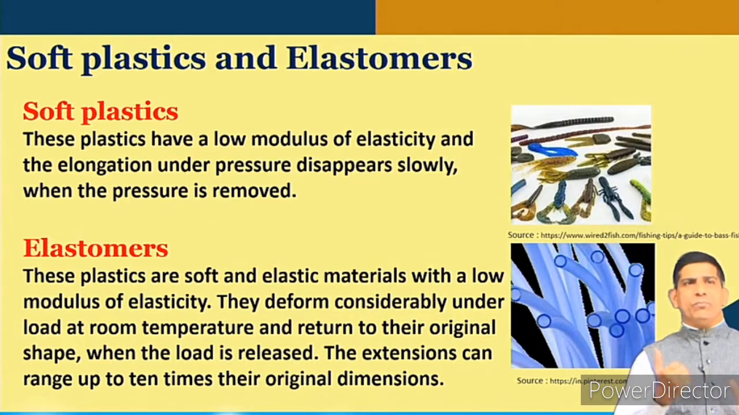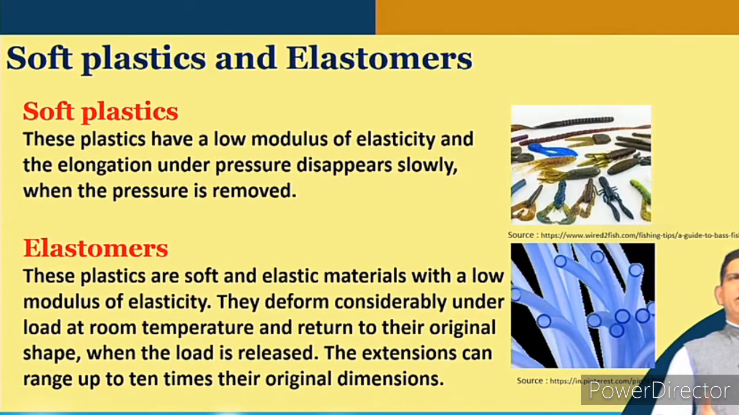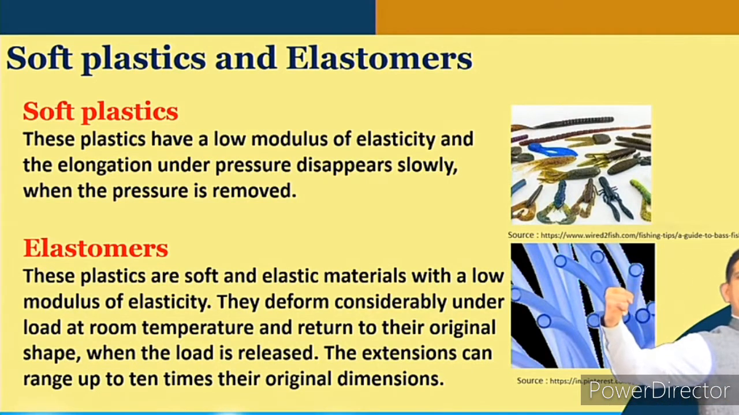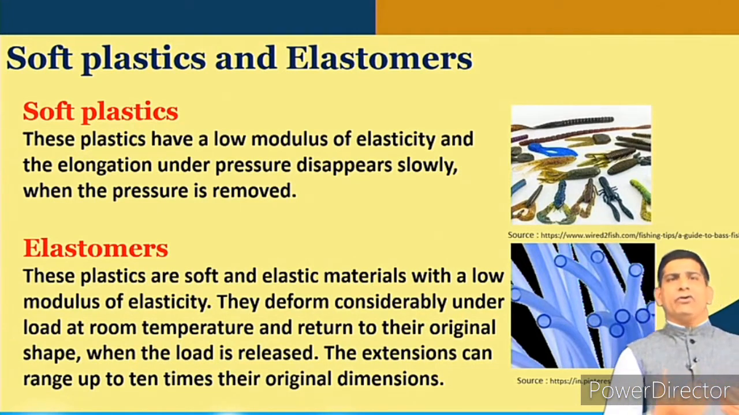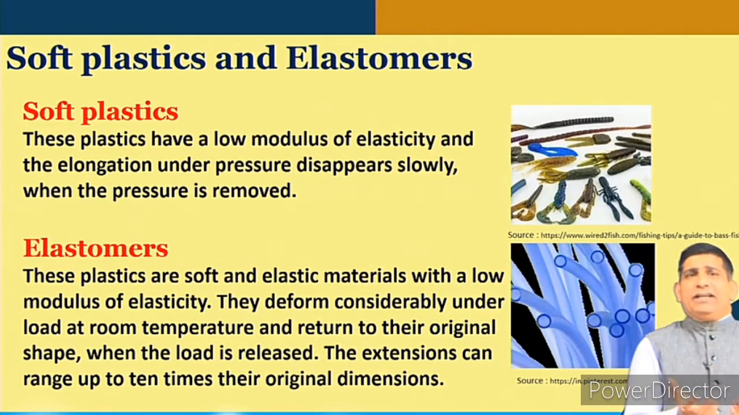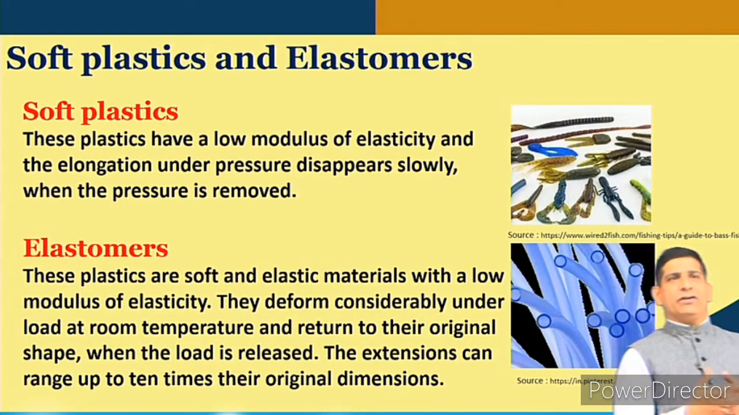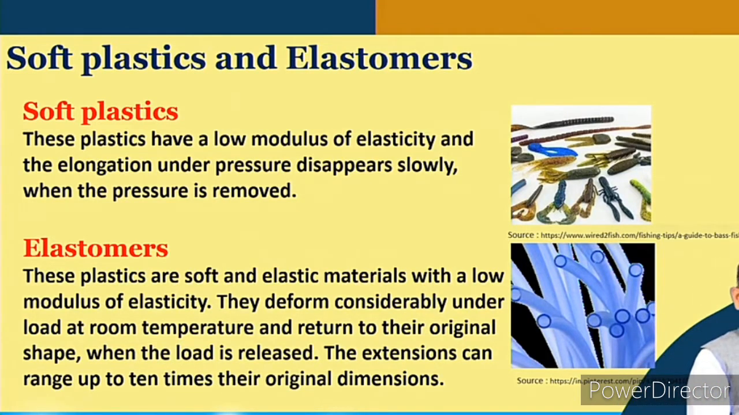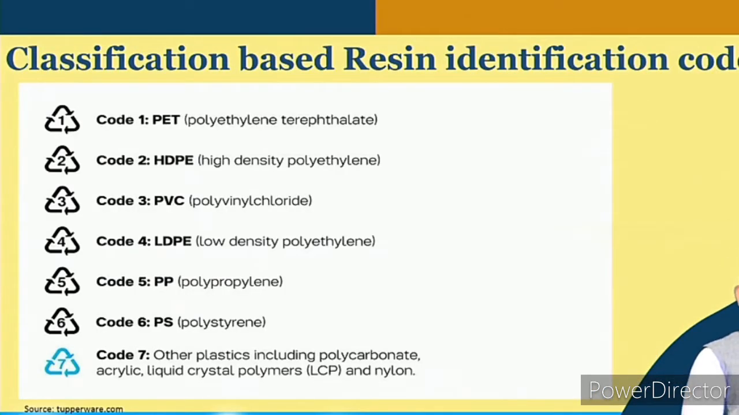And then you have elastomers, which are soft and elastic materials with very low modulus of elasticity. They deform considerably under load at room temperature and return to original shape when the load is released. The extensions can range up to 10 times their original dimension. Think about the rubber band and other stretchable things, you can stretch them, and once the pressure is removed it comes back to the original shape. Those are your elastomers. As the name suggests, elasto means they are elastic. Elastic means it can be easily stretched, and then it tries to come back to its original shape when the pressure is taken off.